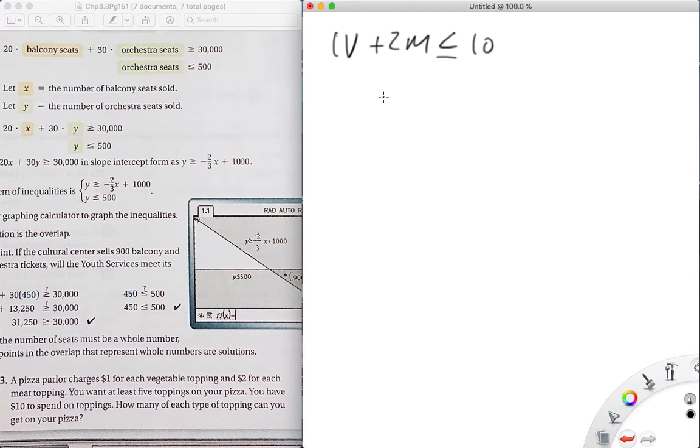And then it says you have at least 5 toppings on your pizza, at least. So let's do it like this: 1x plus 2y is less than or equal to 10. And then we have to have at least, so y has to be less than or equal to 5. There we go.